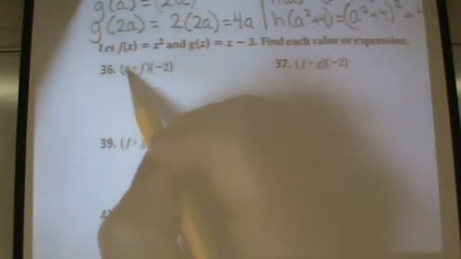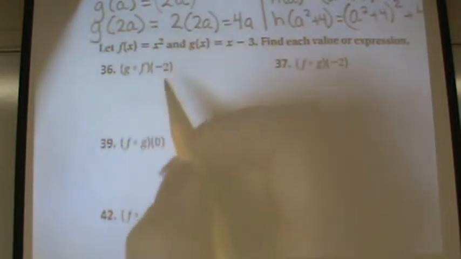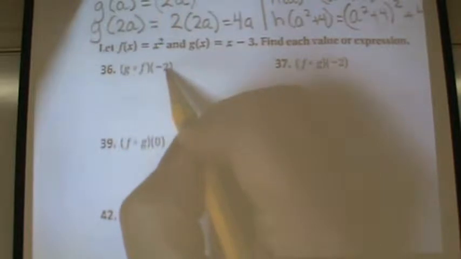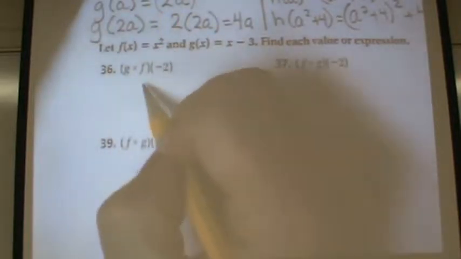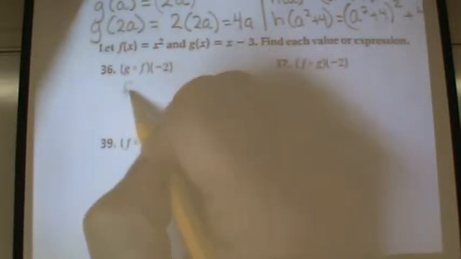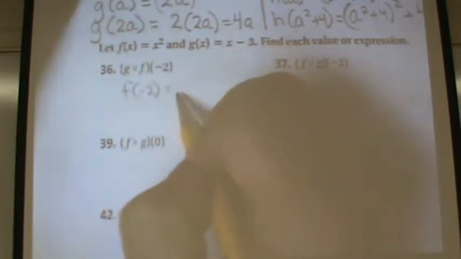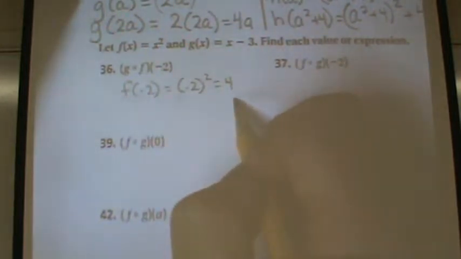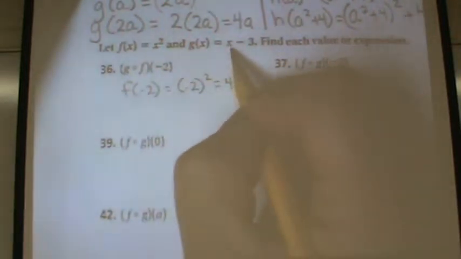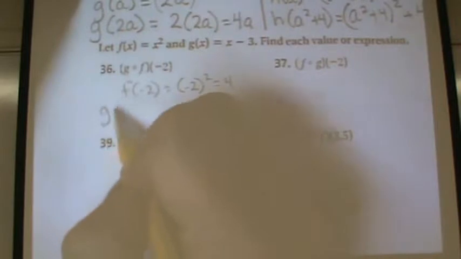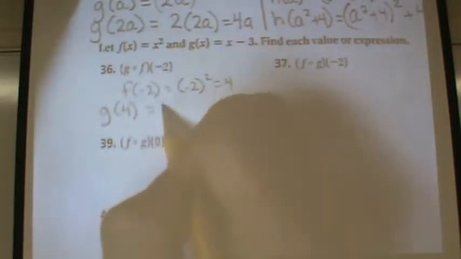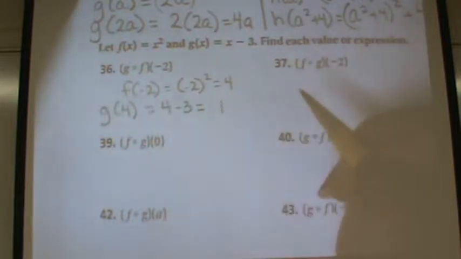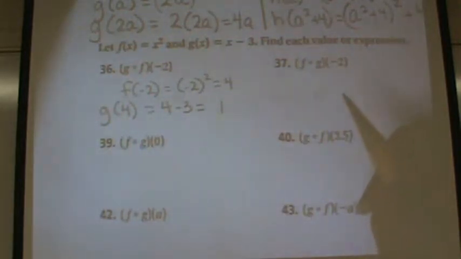How do you do g of f of -2? You're going to plug -2 into the f function. So -2 here is what? -2 squared is 4, and then you're going to plug 4 into the g function. So what do you get? What's 4 minus 3? Elise? 1.